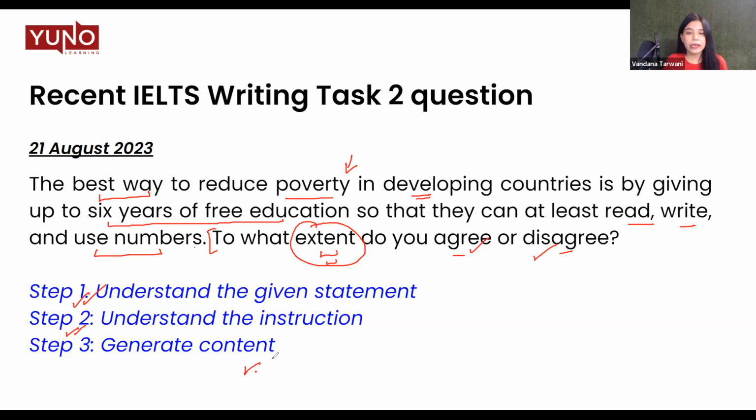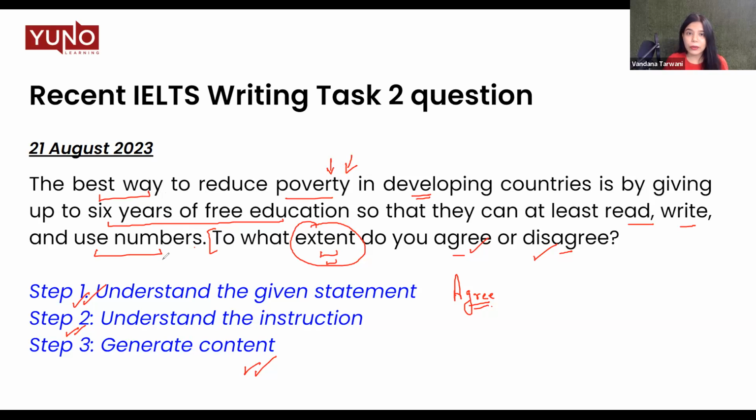Instead, generate content first. You need to understand whether you have good content in favor of agreement or in favor of disagreement. Let's see. Let's imagine that I am somebody who wants to agree to this solution. What exactly is happening in this question? The question is talking about a problem that is poverty in developing countries. And then they have given us a solution also. The best way, according to them, is to provide 6 years of free education. So there's a problem and there's a solution in this prompt given to us by IELTS.